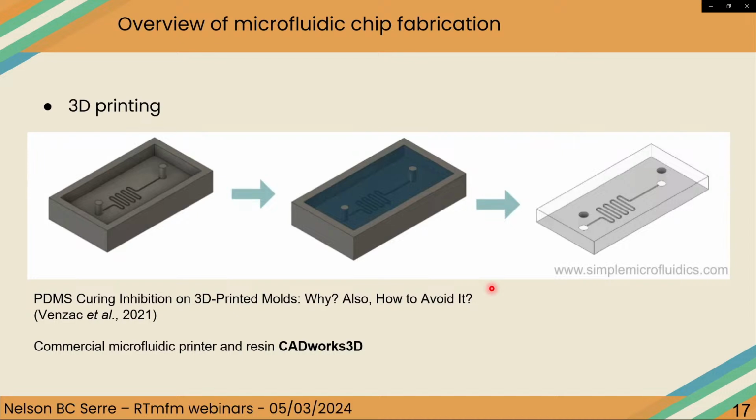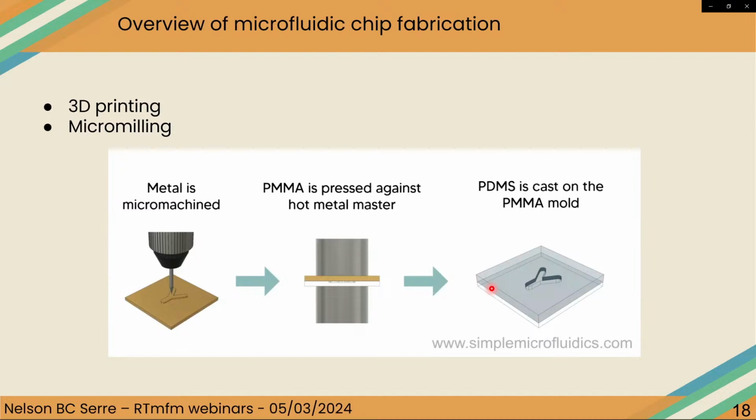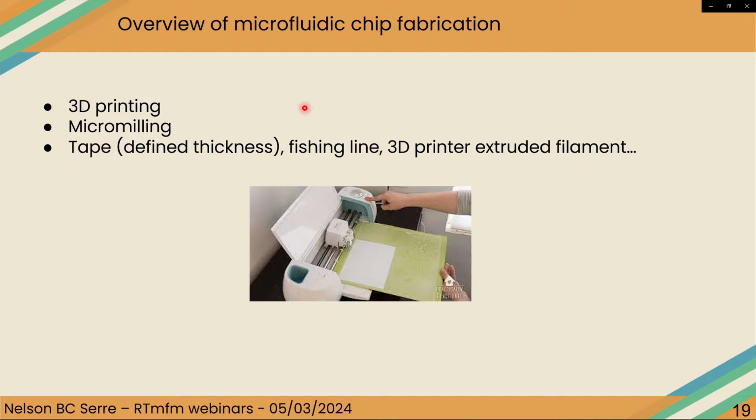And what you can find is also, there's a brand called CADWorks 3D, which sells commercial microfluidics printer with their own commercial resin, which apparently works the first time with no treatments or anything. You could do micromilling, so either by micromilling metal, then make an impression of PMMA, which is close to acrylic. And then you mold it, or you can directly micromill some acrylic and mold it with PDMS.